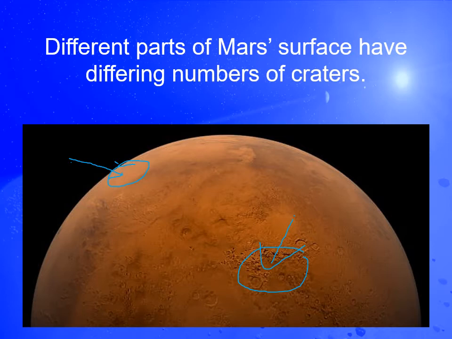Okay, so Mars has more of the smooth stuff than the moon does, but still we have evidence here of a way of ranking the age of different parts of the surface. Typically, the smoother the surface, the younger the surface is.